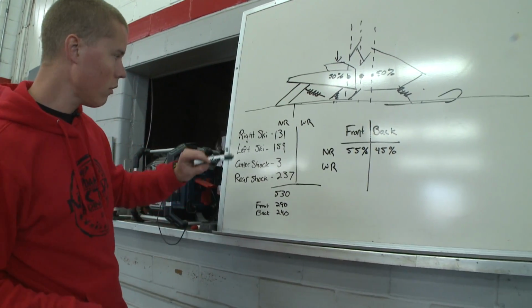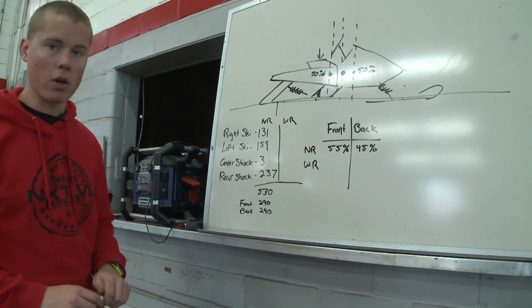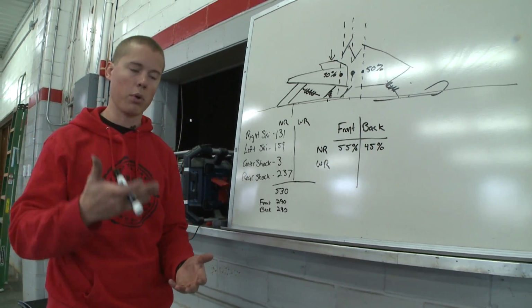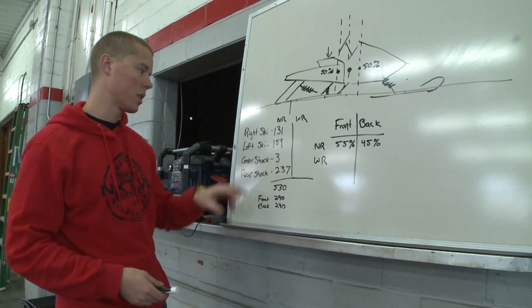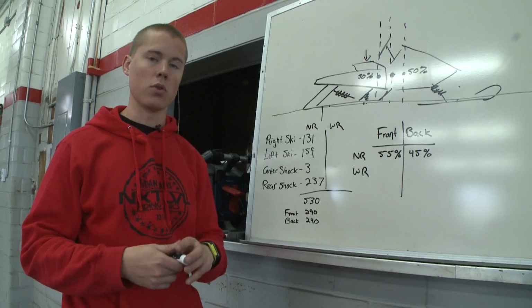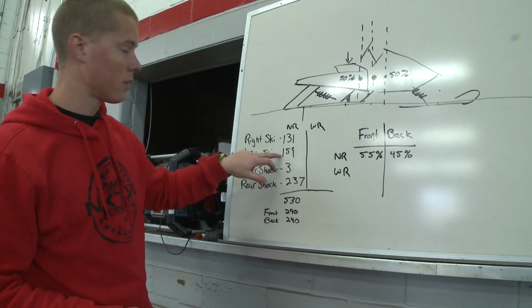But you can see right here, there's a little bit of a difference between left and right ski as far as weights go. Now that's only going to come more into play when we put a rider on the sled. We're going to see how those numbers change. When you put a rider on the sled, that might equalize because you're loading the suspension a little bit differently. So we're not really worried about this yet.